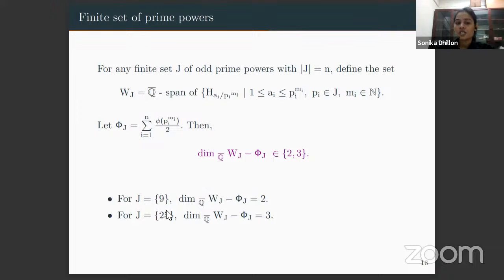In fact, both these values are attainable. If you consider j equal to 3 square, then the dimension of this vector space wj is exactly phi p by 2 plus 2. And when you consider 5 square, then this value is 3. That means the difference is equal to 3, so both values are attained.